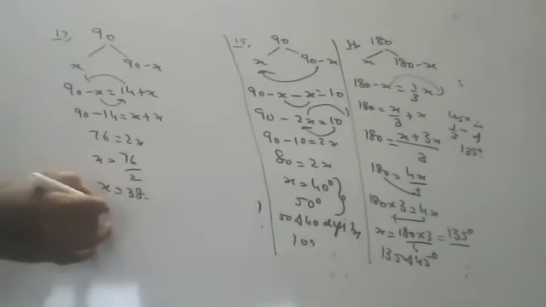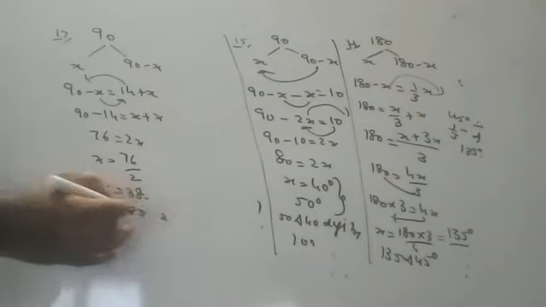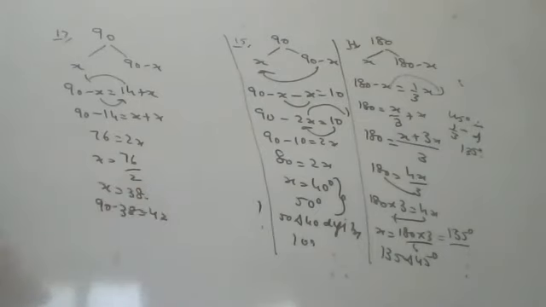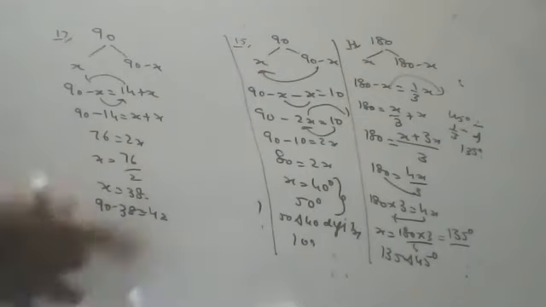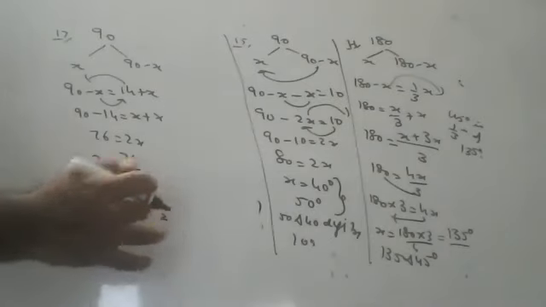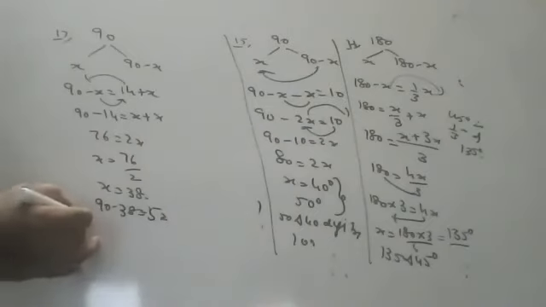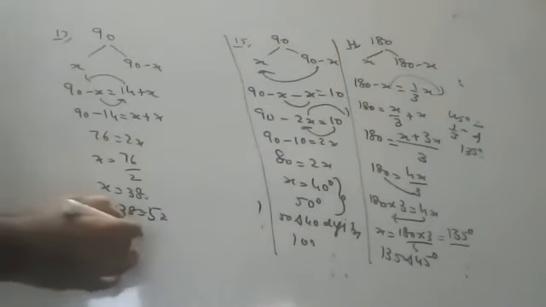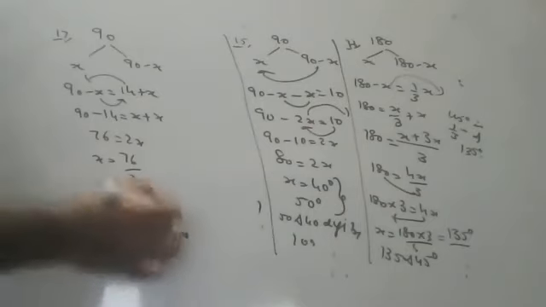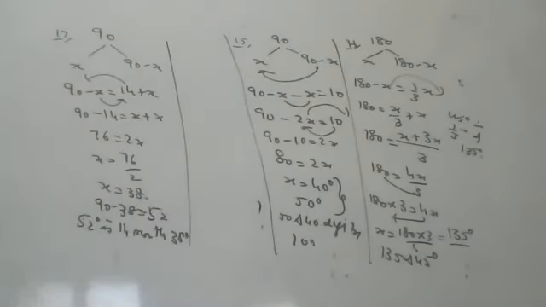The other angle will be 90 minus 38. How much? 52. The other angle will be 52. Can you tell me the statement? 52 degrees is 14 more than 38 degrees. Like that only you should say, as the question is given.